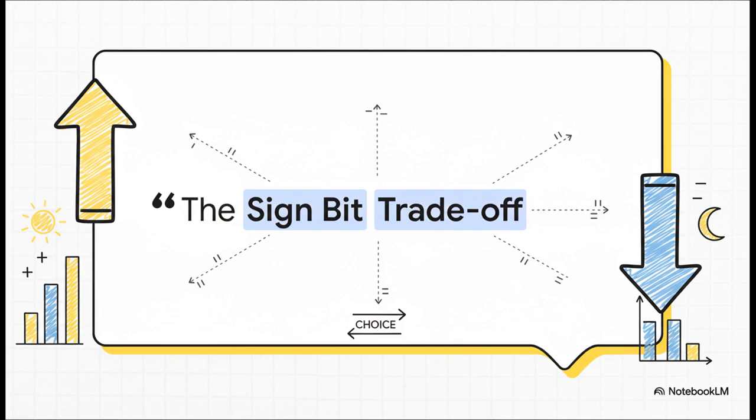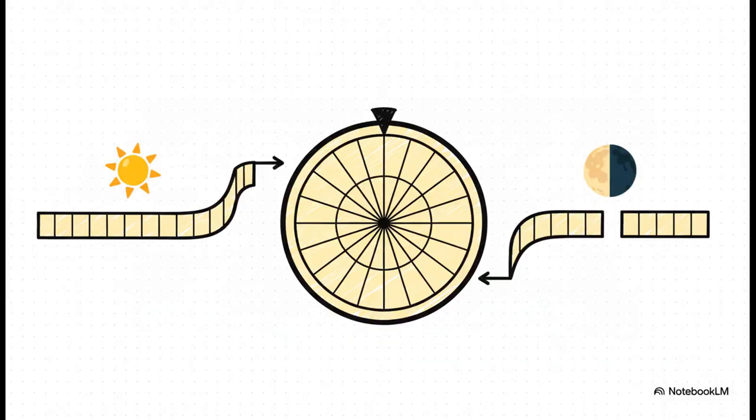Do you want a bigger positive range, or do you want the ability to represent negative numbers? You can't have both at the same time. Let's make this totally concrete with our 8-bit byte. Remember, it has 256 possible patterns. For an unsigned char, we use all 256 of those patterns for positive values. Simple enough. That gives us a range from 0 to 255.